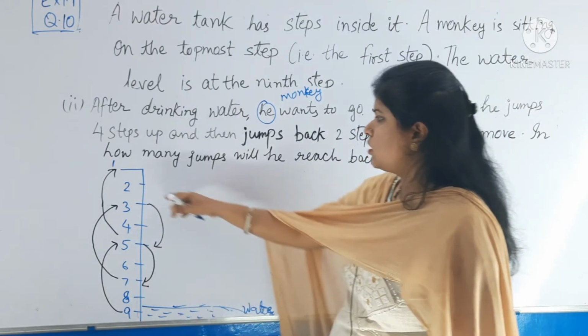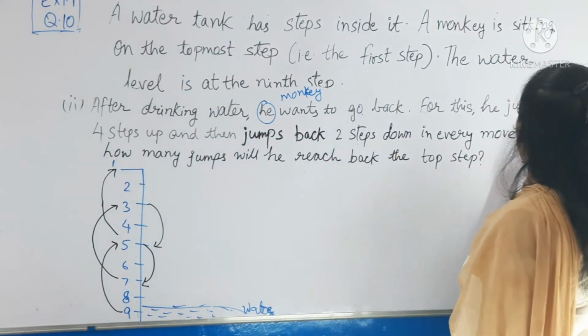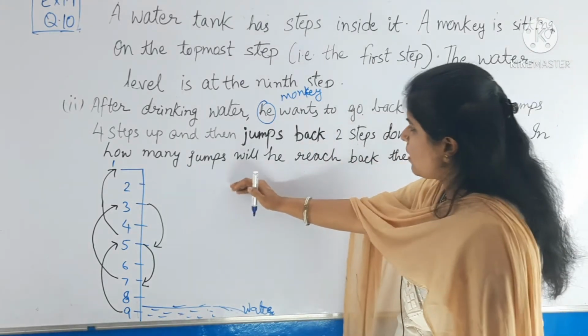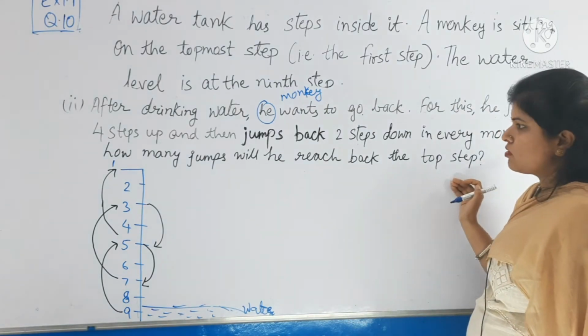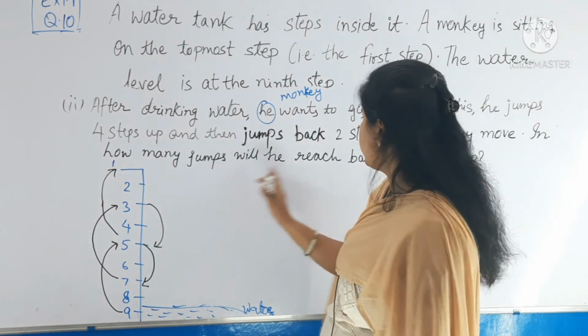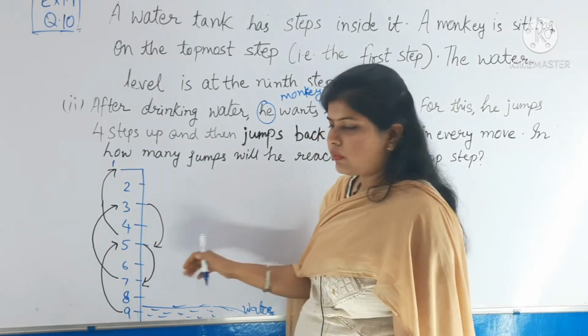What is the question? In how many jumps will he reach back to the top step? So let's do the solution of this.